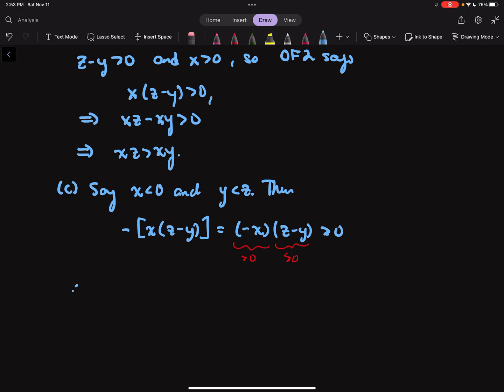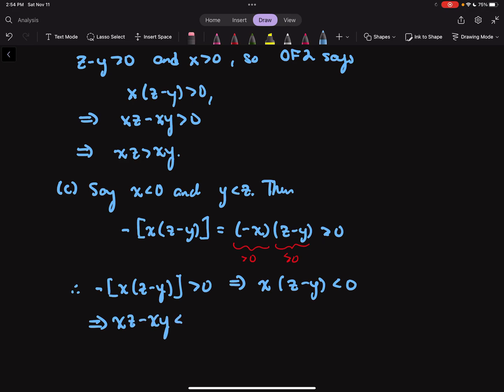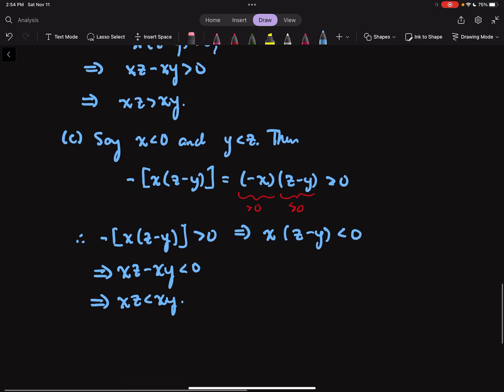Okay, so negative x times z minus y is positive. But that proves that if we take the negative of this, we get x times z minus y is negative. And then we can expand: xz minus xy is negative. So xz is less than xy. Okay, and that proves C.